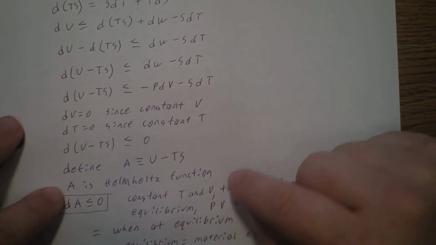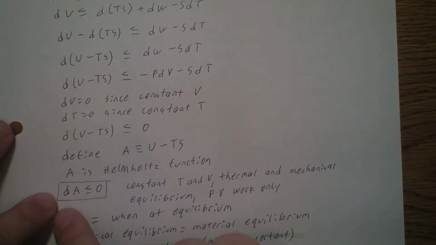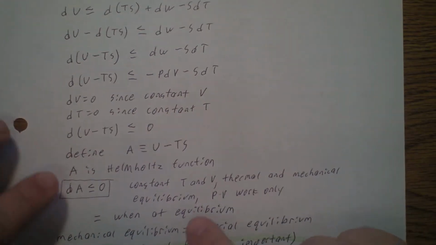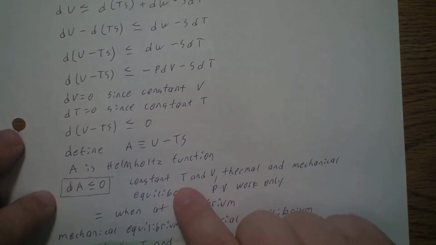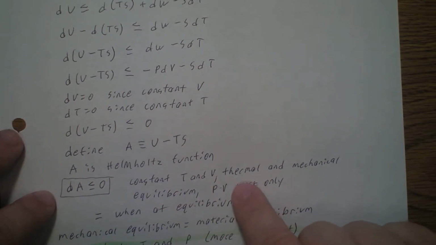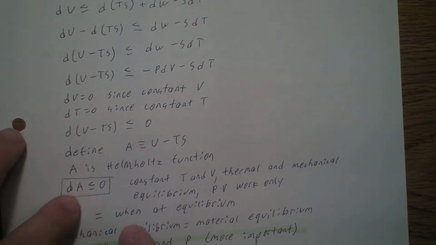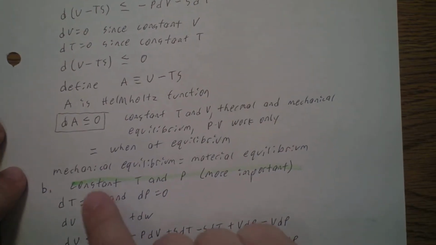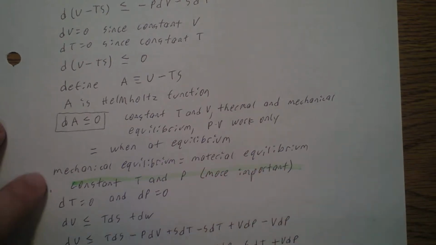So A is called the Helmholtz function, which is a type of energy. The differential of A, therefore, is less than or equal to 0. Now remember, this is only because we're at constant temperature and volume, so isothermal and isochoric. We're also at thermal and mechanical equilibrium, and the only work is pressure volume work. Now remember, it would be equals when at equilibrium, or less when you're not at equilibrium. Now remember, mechanical equilibrium is also material equilibrium.